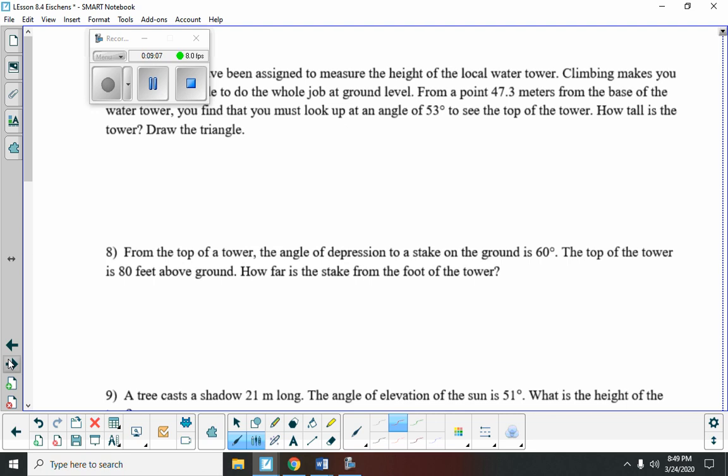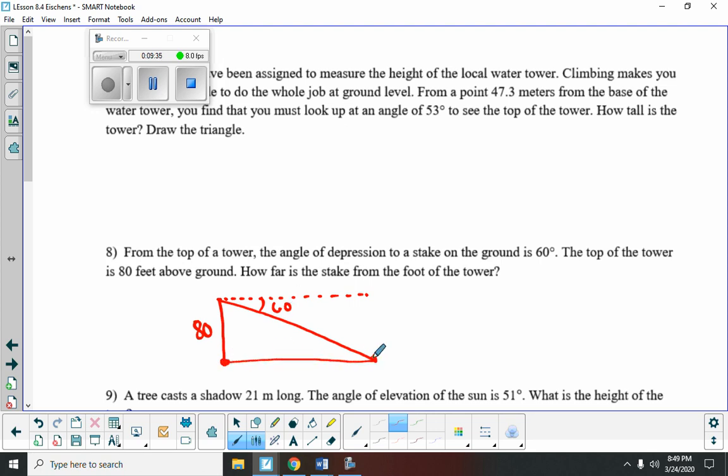From the top of a tower, the angle of depression to a stake on the ground is 60 degrees. The top of the tower is 80 feet above the ground. Okay, so here is the tower. It's 80 feet. It says angle of depression. So if you're looking straight ahead, that's like this line, but you're going to be looking down. Here's the stake on the ground. So this is the angle. It's 60. And how far is the stake from the foot of the tower? So here's the foot of the tower, here's the stake. We want to find that distance. Now if this is 60, this is 60. And now you can solve.